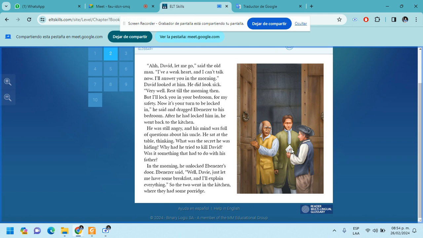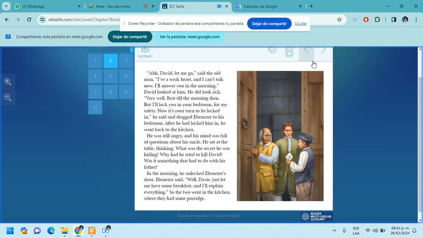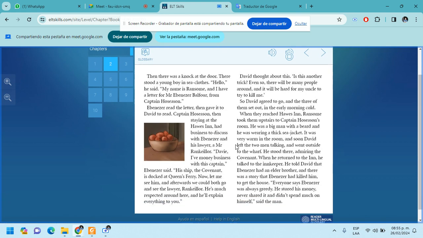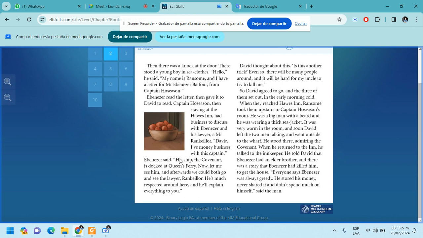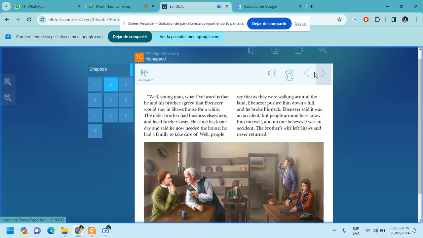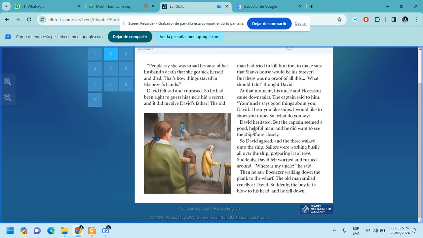Then the boy came with a letter with this captain, okay? So the next day they went to the harbor to talk with the captain, Captain Hossison, okay? And then happens as you see, no? What happened at the end? Do you understand this part? ¿Cómo termina este capítulo 2? ¿Entendieron más o menos cómo termina? Tell me, yes or no.